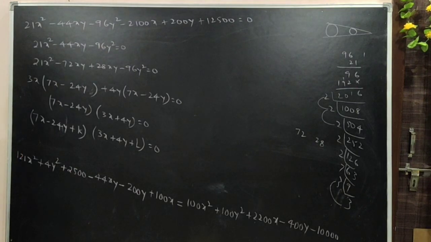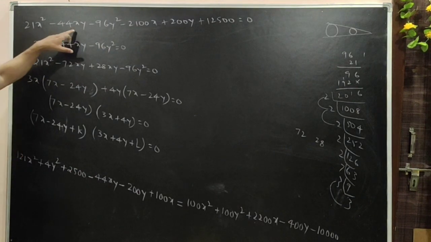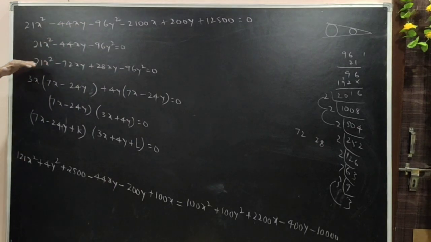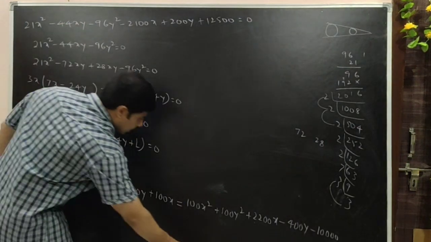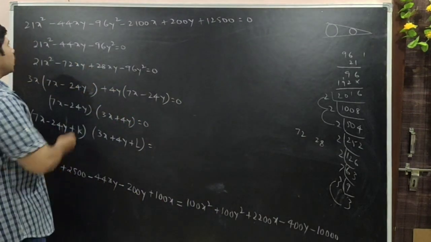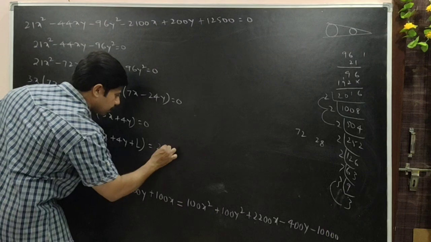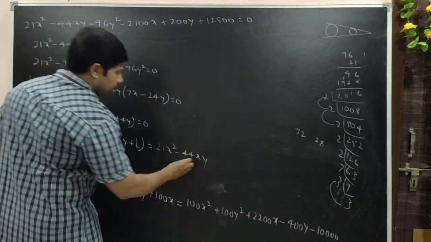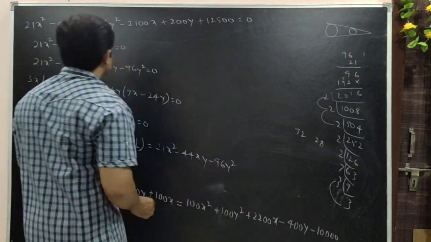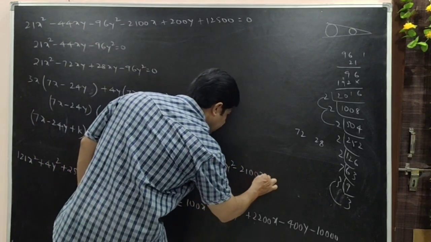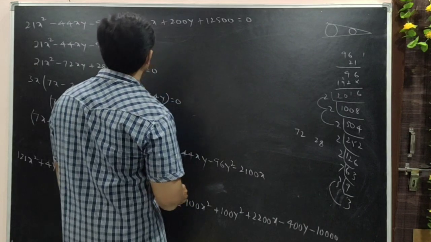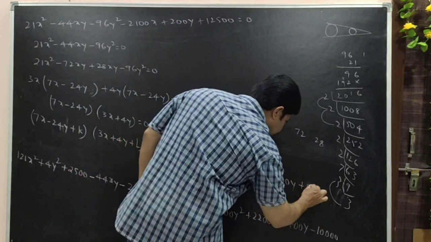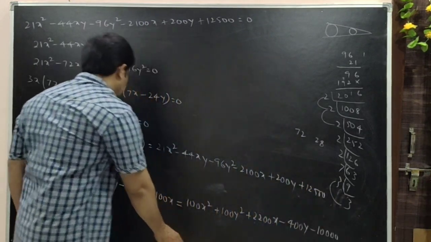See, why we didn't get the constants? Because we took only x square, xy and y square terms. To factorize we took only second degree terms. Now when I include this k and l, I'll equate this to the complete equation. So what is the complete equation? 21x square minus 44xy, then minus 96y square, after that minus 1100x plus 200y plus 12,500.